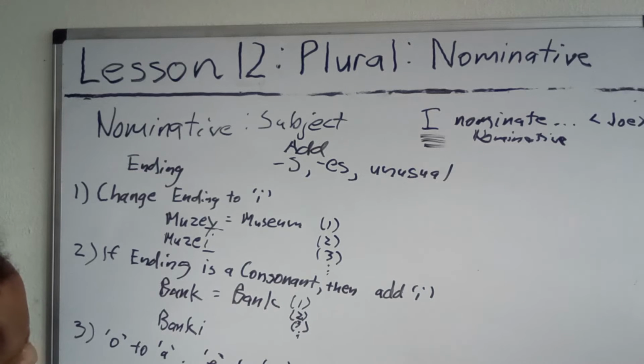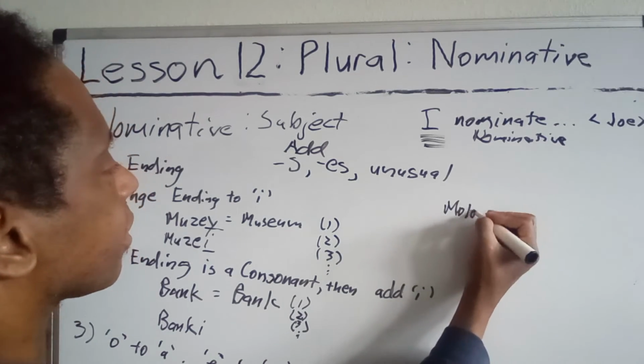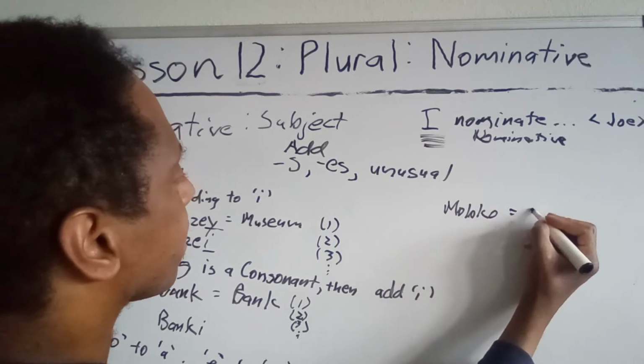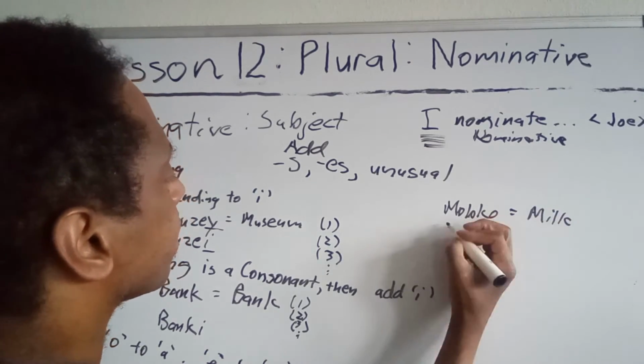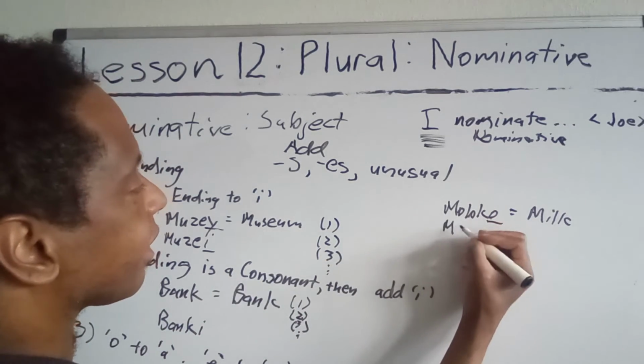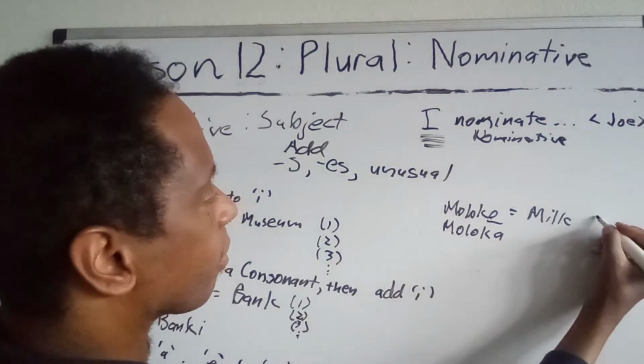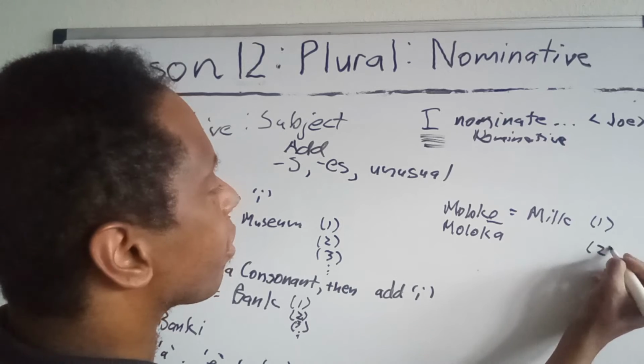Moloko. Okay, O to A. Oops, you can't see that. I apologize, I'll write it up here. Moloko means milk. Now it ends in O. Now change it to A: Moloka. Okay, one milk becomes two or more.